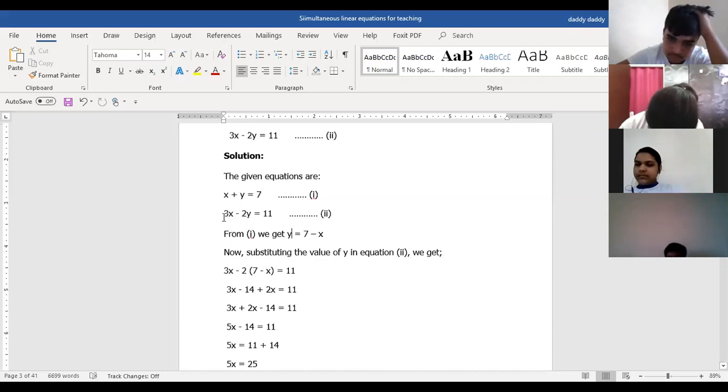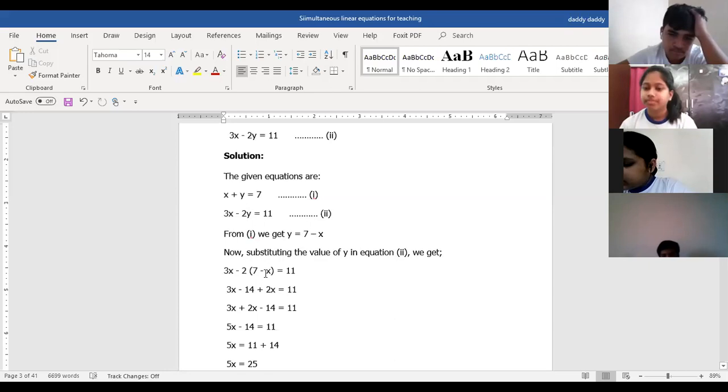So what I have done, 3x minus 2, and in place of y, I have put 7 minus x within brackets. Not open bracket. Full value of y will go inside the bracket, is equal to 11. And then I will just solve it. 3x minus 14, you apply the distributive property. So minus 14 plus 2x is equal to 11.